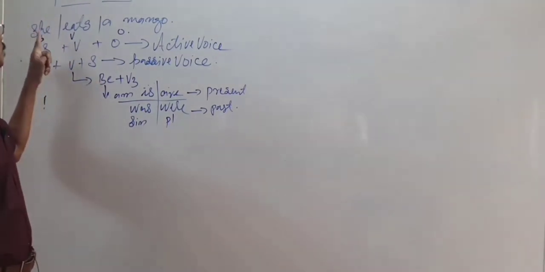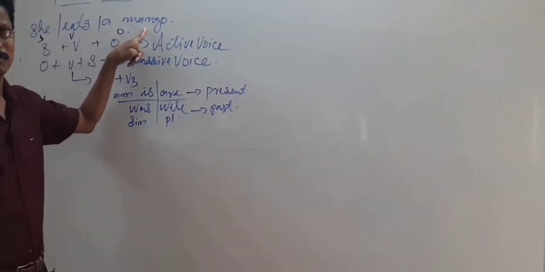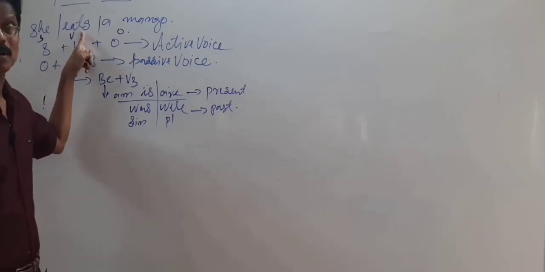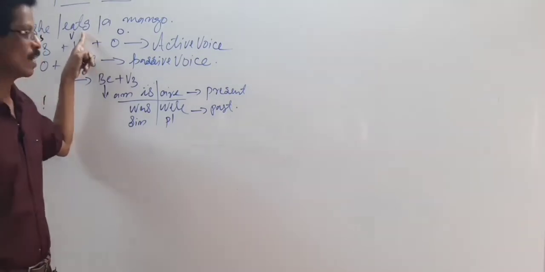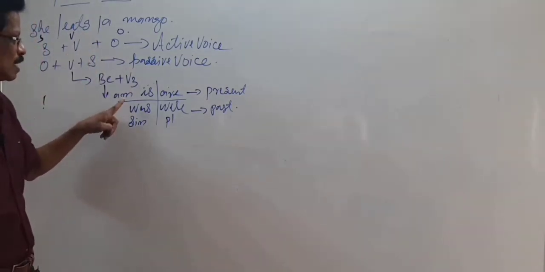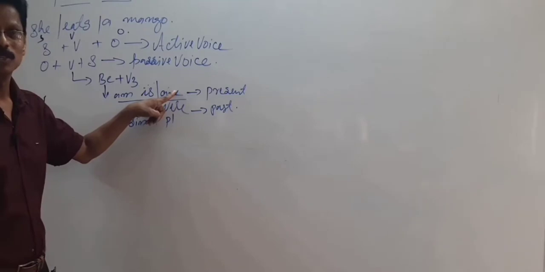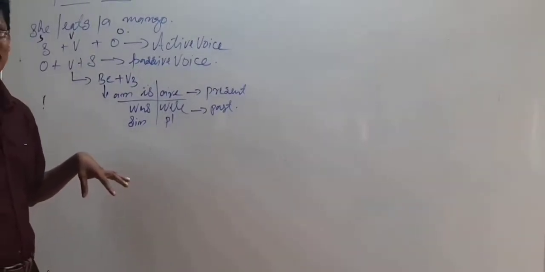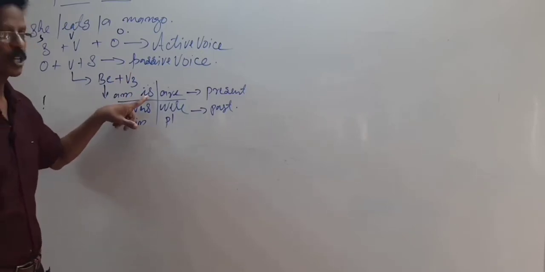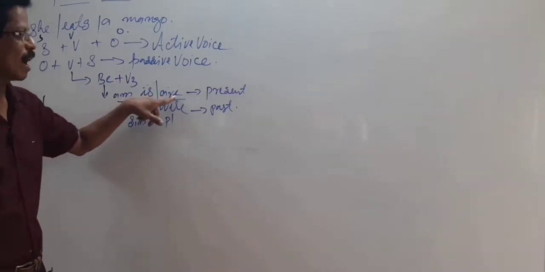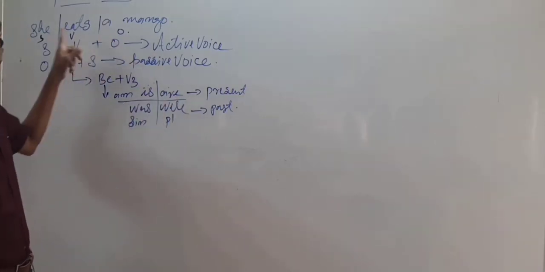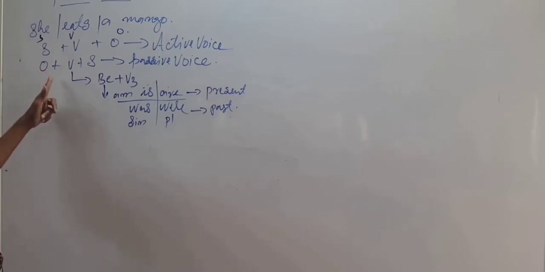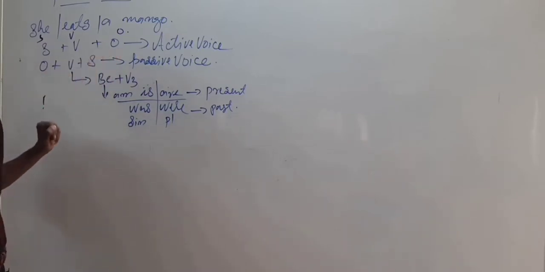For example, she eats a mango. The verb is eats. What is the tense of it? Present simple. So the present tense forms are am, is, are. So the passive form is am, is, are plus V3. Am and is for singulars and are for plural. So in she eats a mango, the object should become subject. Object plus verb plus subject is equal to passive voice.